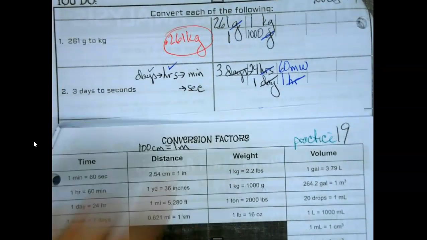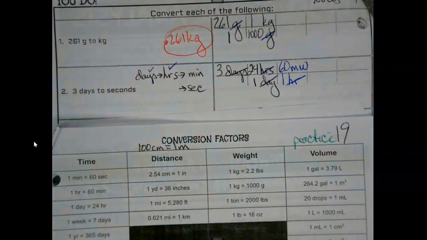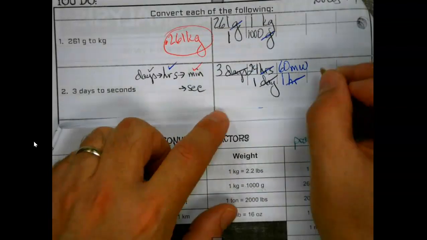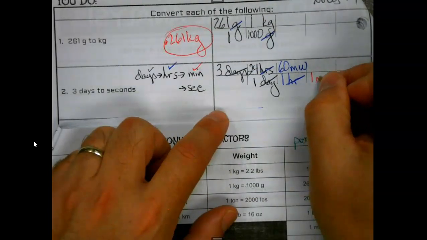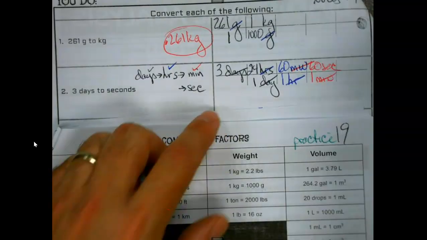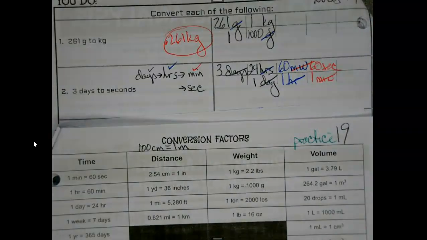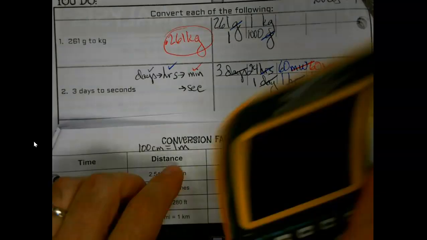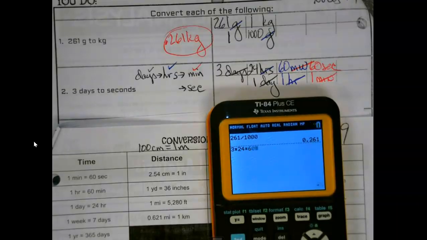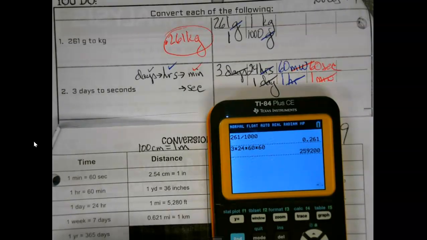Hours. Out of there. We're down to minutes. How many seconds are there in a minute? 60 again. So all the labels, we have worked our way all the way down to seconds. Now it's just the multiplying game. Whew.